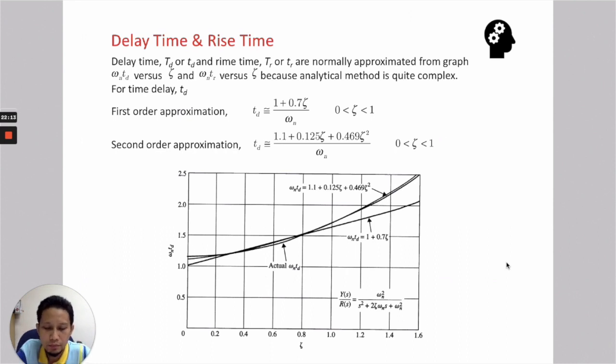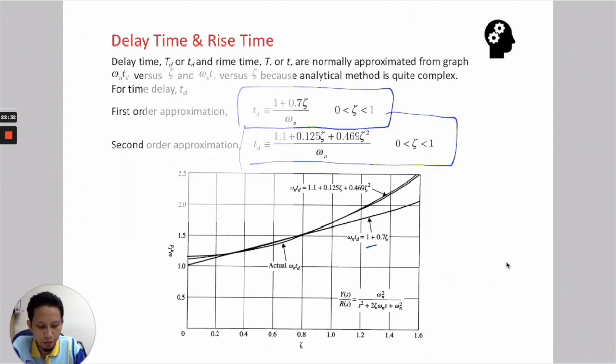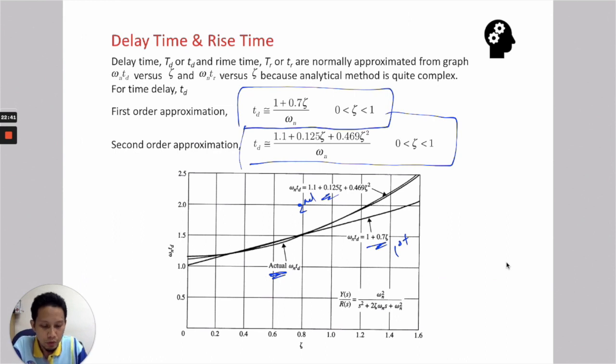The delay time is given by these two equations, where we have the first order approximation and the second order approximation. This is the actual plot. You can see here, if we compare the first order approximation to the second order approximation, the second order approximation is much more accurate as compared to the first order approximation.